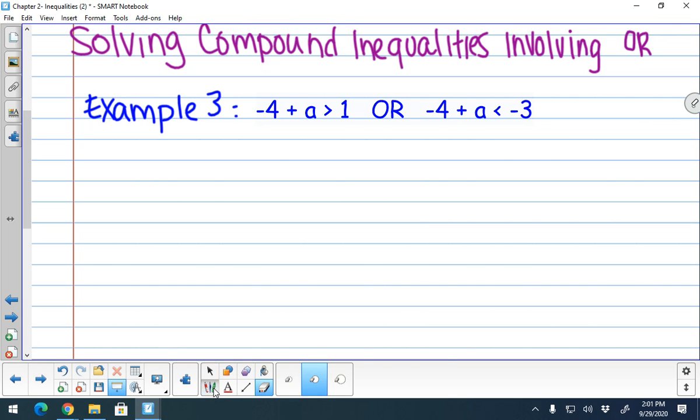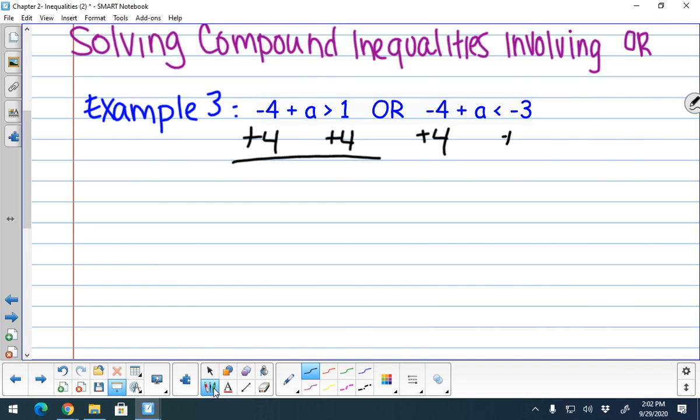So how am I going to solve these? What will I do mathematically, Brady? Add 4. Okay, so I'm adding 4 to both sides. So I'm going to say plus 4 equals plus 4. So I'm left with a is greater than 5. And I'm left with a is less than 1.